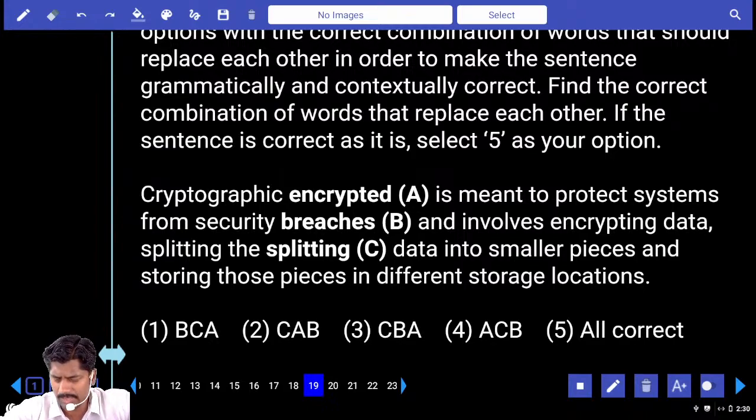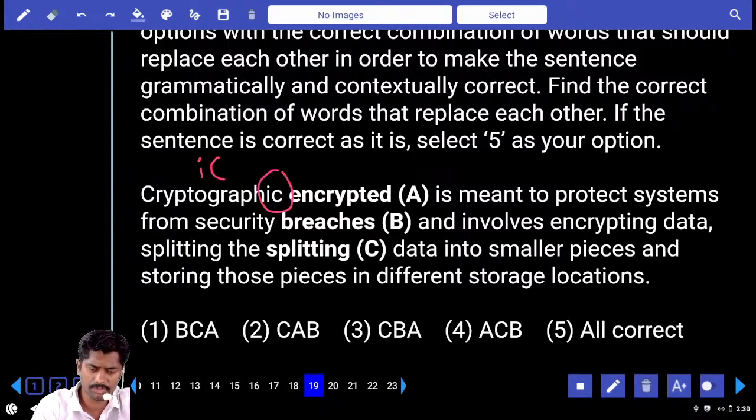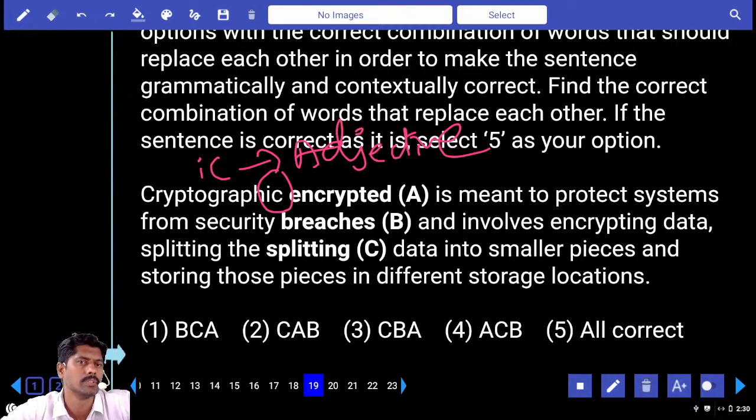Cryptographic, encrypted is meant. Graphic IC, if a word is ending with IC, what is it? Adjective. Photographic, cryptographic.